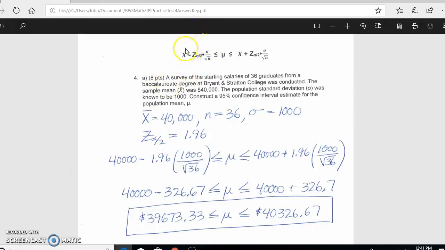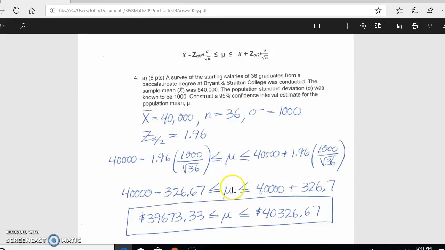The first quantity is the X bar, 40,000, minus 1.96, the value for Z, and then that is going to be multiplied times the standard deviation, 1,000, divided by the square root of N, which is 36. And then we're going to have the same quantities on the right-hand side. The right-hand side is similar. The only difference is that this is a plus instead of a minus.